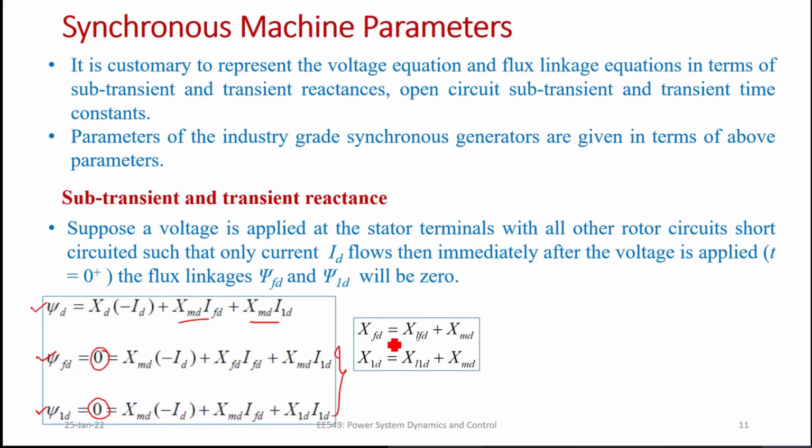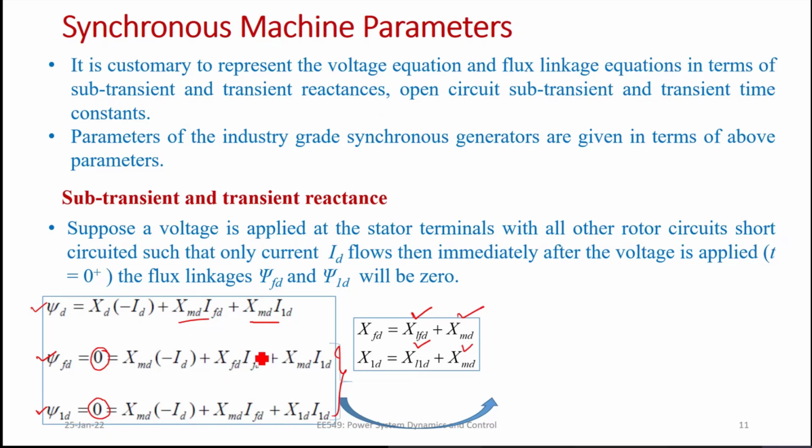Now xfd I know, that is if I segregate this, it will be xlfd, that is the leakage reactance, plus mutual reactance, that is xmd, right? Similarly x1d I can write in a segregated form, that is xl1d plus xmd. xl1d is the leakage reactance and xmd is your mutual reactance, right? Now if we consider these two equations, if I eliminate I1d from both the equations, I can find the expression for IFD in terms of ID, right?